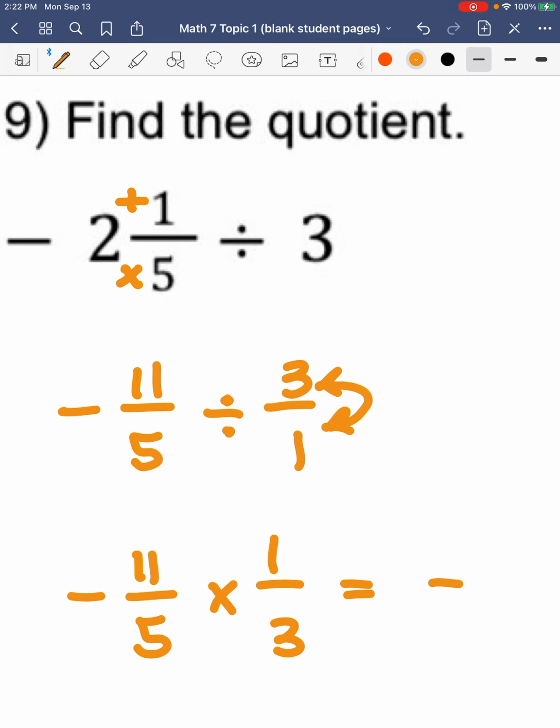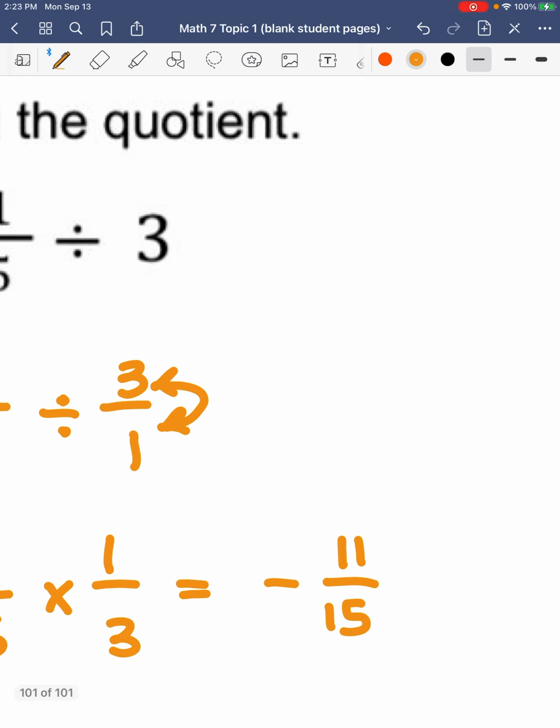So now I'm going to see if anything reduces. I like to check. So 5 and 1, those don't reduce. 11 and 3, those don't reduce either. So we're just going to multiply across. 11 times 1, that's going to be 11. And then 5 times 3, that's 15. I like to ask myself at this stage, does that reduce any further? Nope, I don't need to write it in a different form. So negative 11 over 15 is my answer.